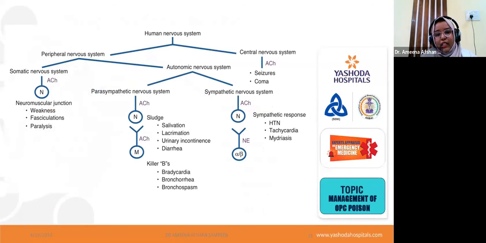Whereas when they act at the parasympathetic nervous system, the SLUDGE symptoms start coming: salivation, lacrimation, urinary incontinence, diarrhea, bradycardia, bronchorrhea, and bronchospasm. This is where we commonly say that the patient is drowning in its own secretions. And when the sympathetic nervous system gets stimulated, they have hypertension, tachycardia, mydriasis. And in the central nervous system, OP poisons are very lipid soluble, so they can easily cross the blood-brain barrier. Thereby, we get the central nervous system effects like seizure and coma.